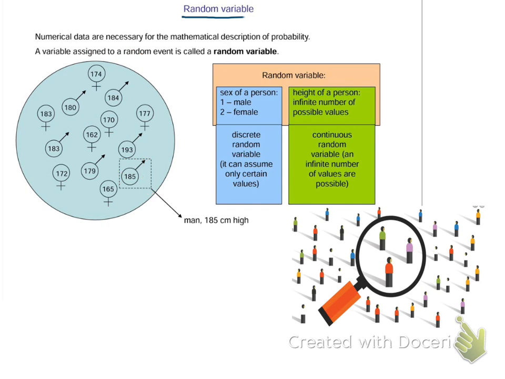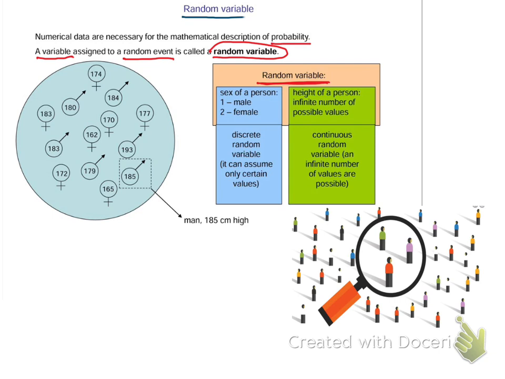So let us talk about the slide which we have here. The numerical data are necessary for the mathematical description of probability. A variable that assigns a number to a random event is called a random variable. So what is the random variable? It is the variable assigned to the random event of picking up a group of people. They are randomly picked, so this is called a random variable. Although they are randomly selected, it can be two types or two groups.